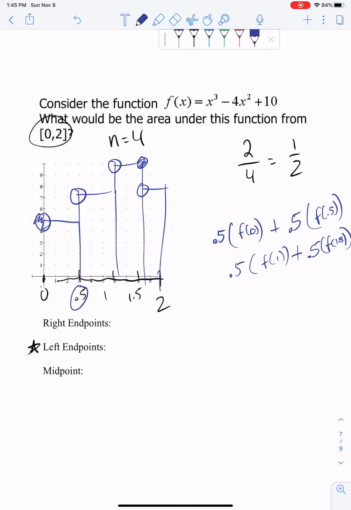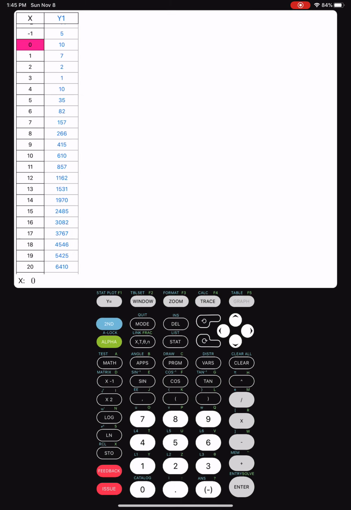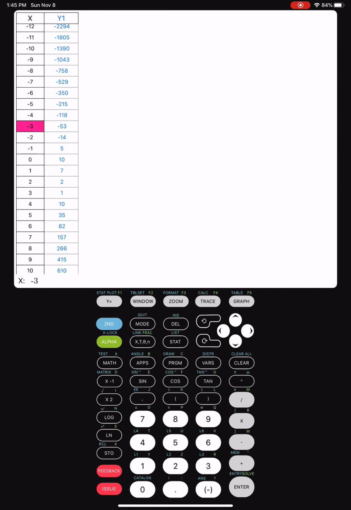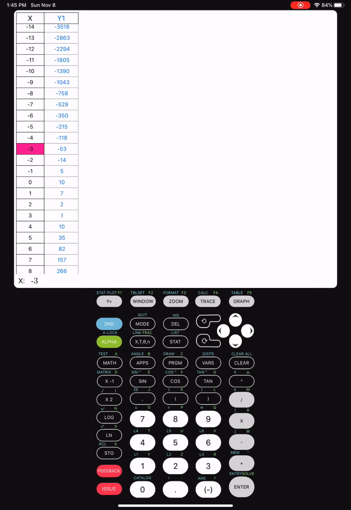I'm interested in when my left point hits the graph. Now I'm going to cheat just a little bit because I know I'm going up by 0.5. So I'm going to go to my graph, and I'm going to go to the table. And instead of all these numbers that it wants to give me, I'm going to make up my own. Let's go down to independent variable ask. So instead of their numbers, I want to know what happens when x is equal to 0.